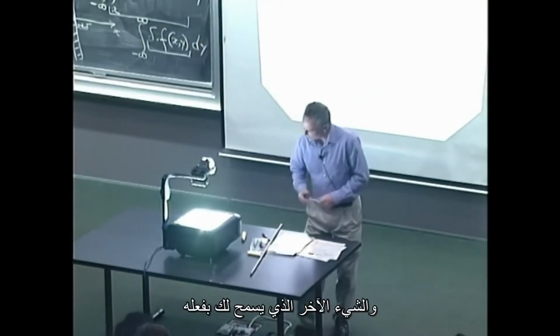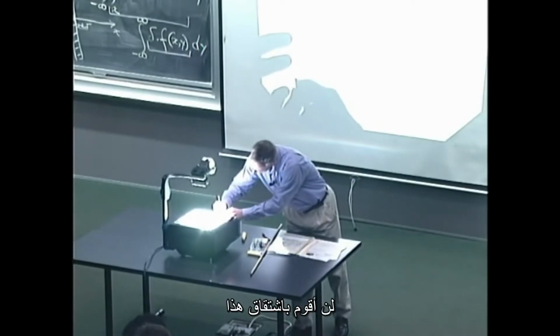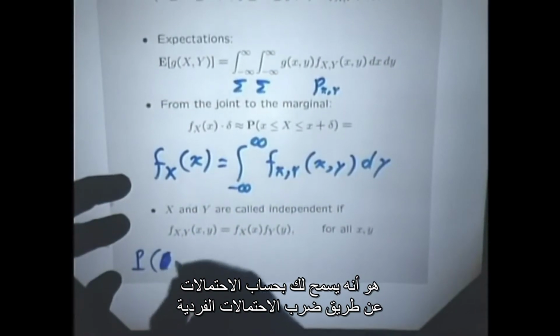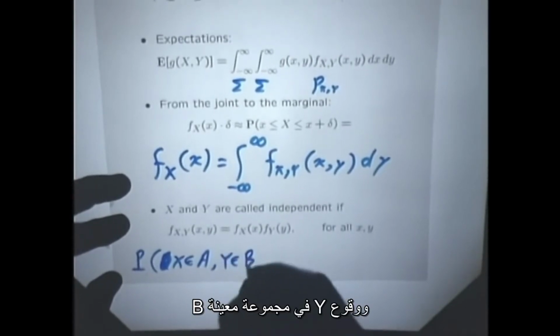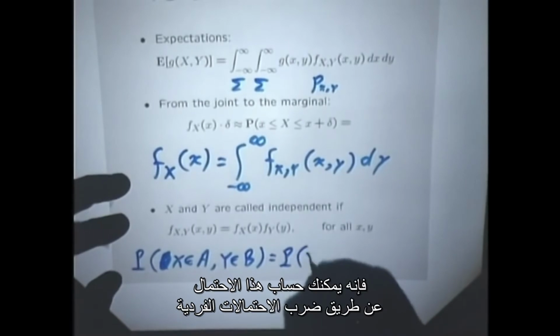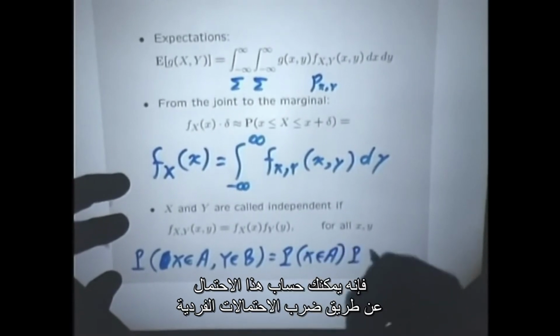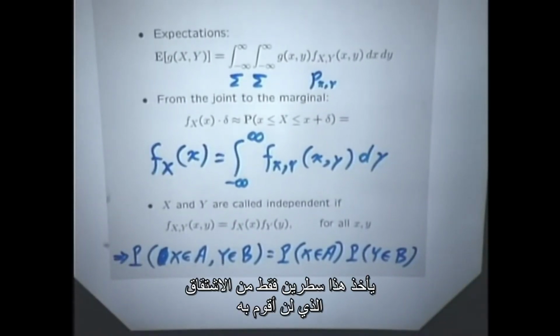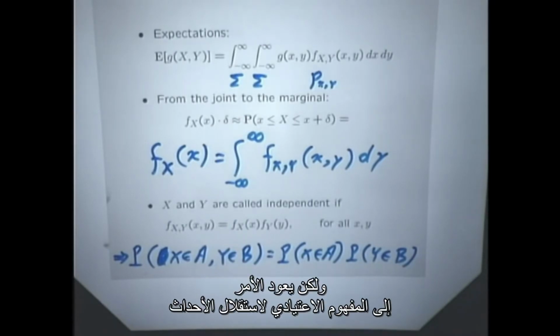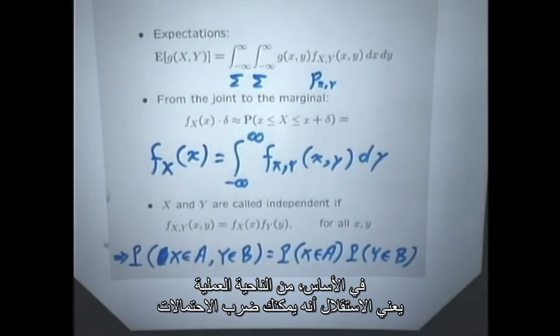The other thing that it allows you to do, I'm not going to derive this, is it allows you to calculate probabilities by multiplying individual probabilities. So if you ask for the probability that x falls in a certain set A and y falls in a certain set B, then you can calculate that probability by multiplying individual probabilities. This takes just 2 lines of derivation, which I'm not going to do, but it comes back to the usual notion of independence of events. Basically, operationally, independence means that you can multiply probabilities.